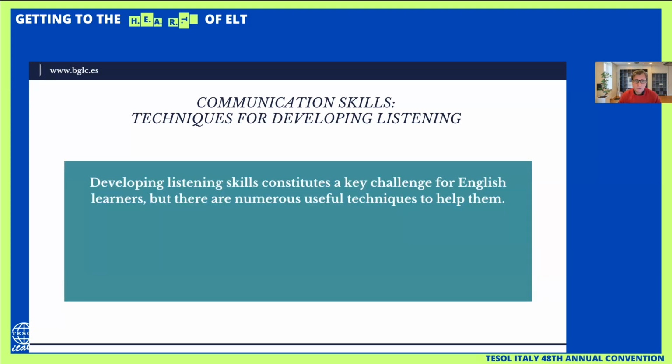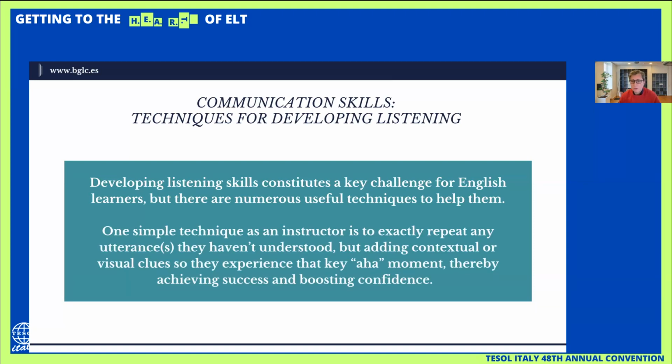So developing listening skills constitutes a key challenge for English learners, but there are numerous useful techniques to help them with this. One simple technique as an instructor, whether a teacher or a coach, is to exactly repeat any utterance or utterances they haven't understood, but adding contextual or visual clues so they experience that key aha moment, thereby achieving success and boosting confidence. Again, these are all coaching ideas, the idea that success boosts confidence, and therefore the amount of times we have a lack of success in the classroom, especially with listening, it destroys their confidence.